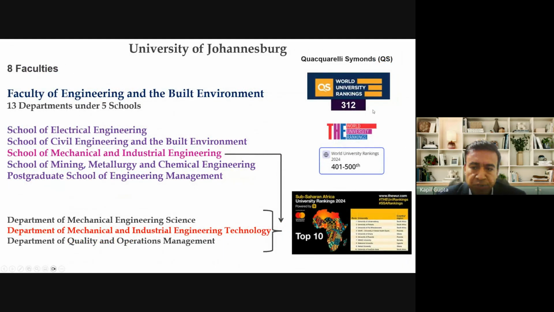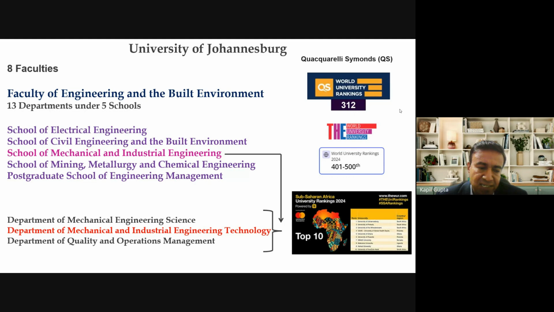So, introduction to the University of Johannesburg. The QS ranking of my university, the University of Johannesburg, is 312 in the latest ranking, and in the Times World ranking we are positioned between 401 and 500. According to the latest Sub-Saharan African ranking from Times, we are standing at number one position in South Africa.